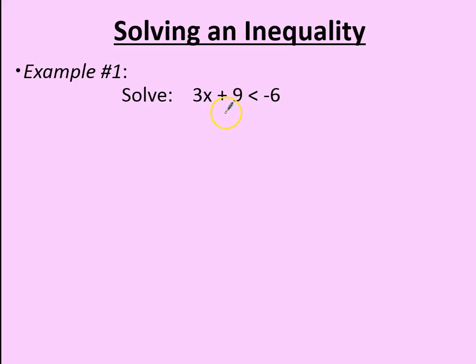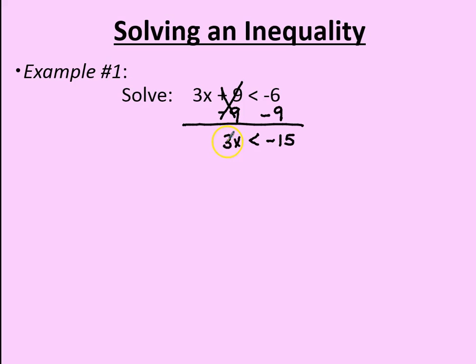So the first step, remember, whatever you do to one side, you've got to do to the other. I'm going to take away 9, so that 9 minus 9 makes 0, and I have 3x left. If I take away 9 from this side, I need to take away 9 from this side. So I have 3x is less than -15.